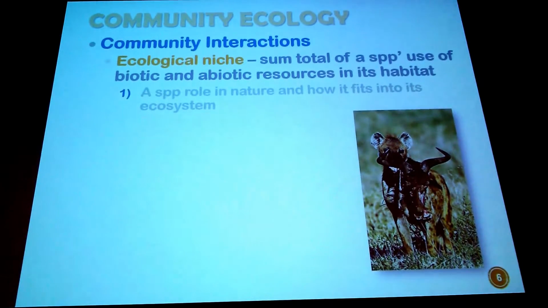Ecological niche: the sum of the species' use of biotic and abiotic resources in its habitat, how an organism best utilizes all the resources it has. So it's its role in nature, how it fits into the ecosystem, its job, it's what it gets up and does every day or every night. It's nocturnal.